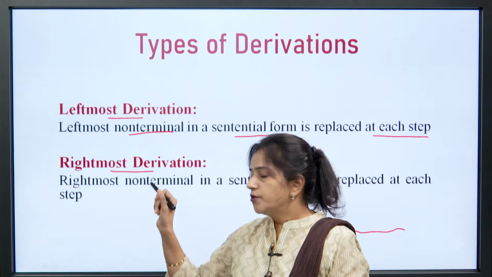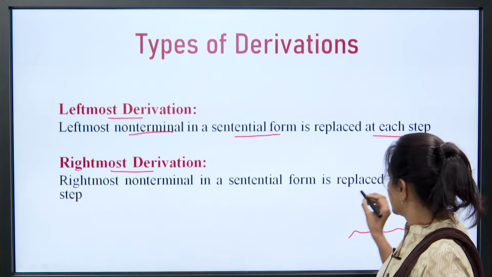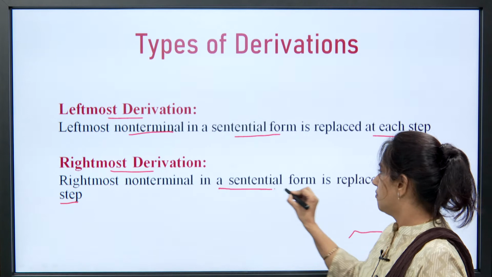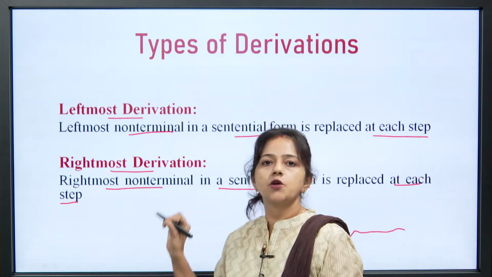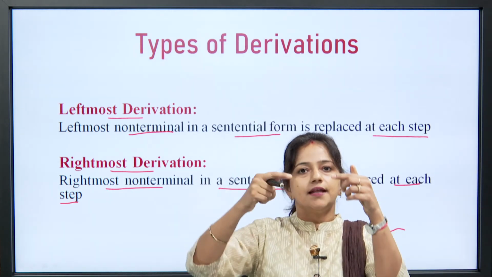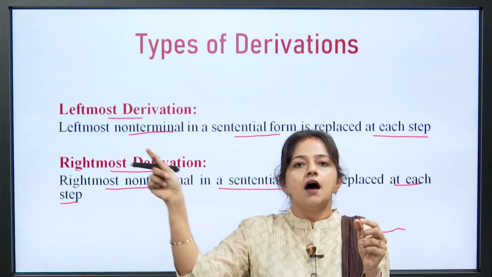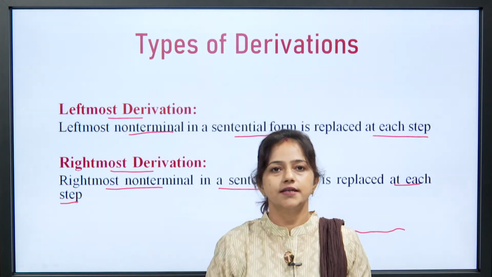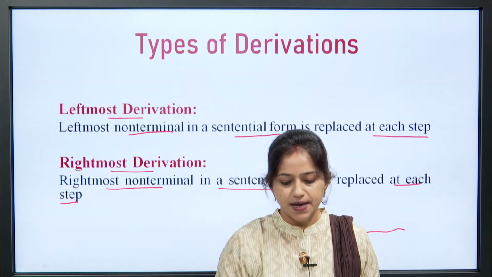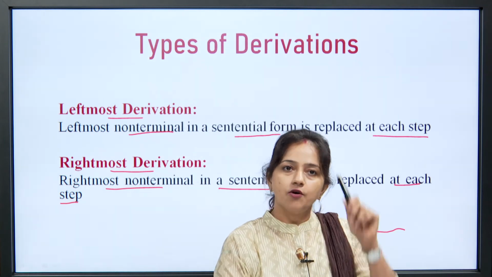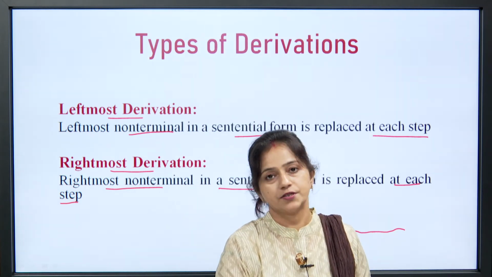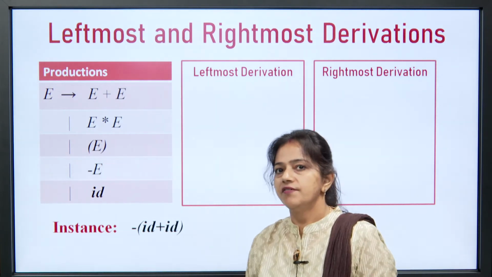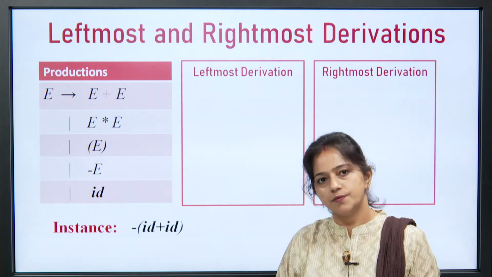Now, in rightmost derivation what will we do? In each step of the derivation, in the sentential form we replace the rightmost non-terminal first. So, while obtaining the derivation, if we are replacing the rightmost non-terminal first, then that particular derivation is called rightmost derivation. Remember that this should be followed throughout the steps of obtaining the derivation. Now, we will see one example, and here we will obtain leftmost as well as rightmost derivation.